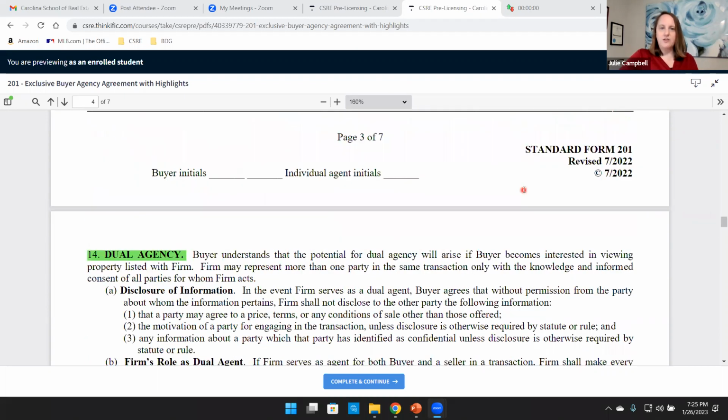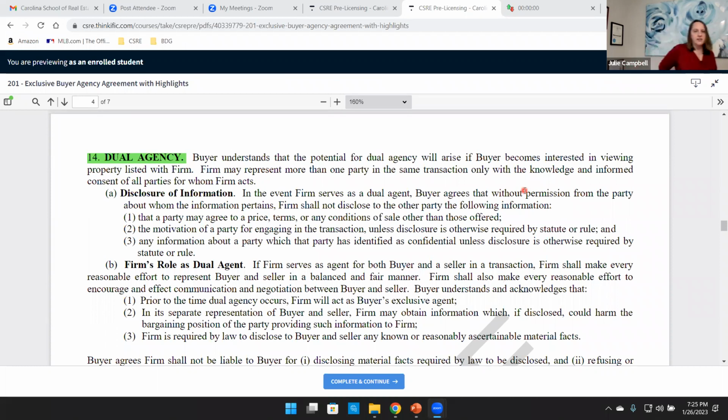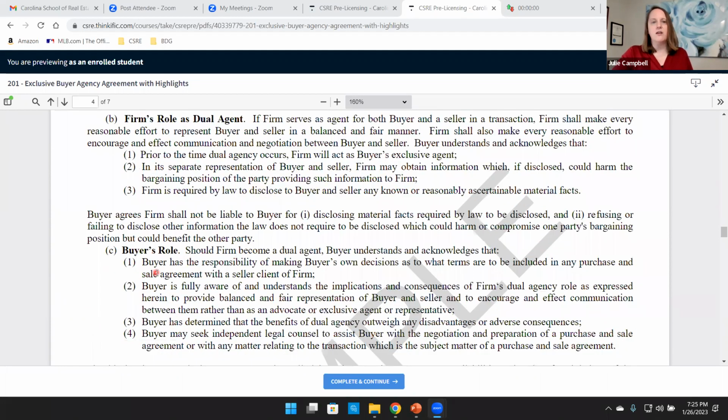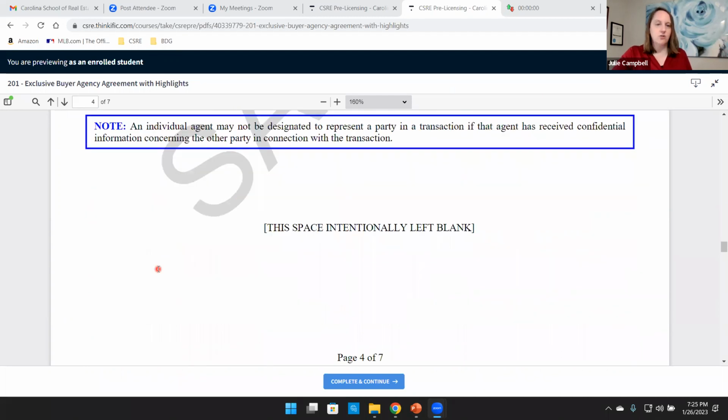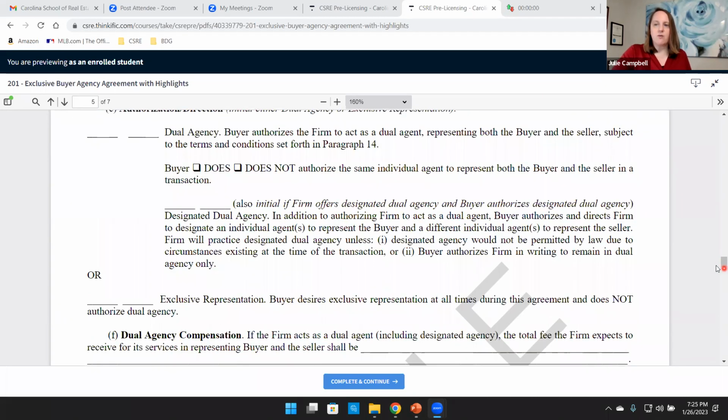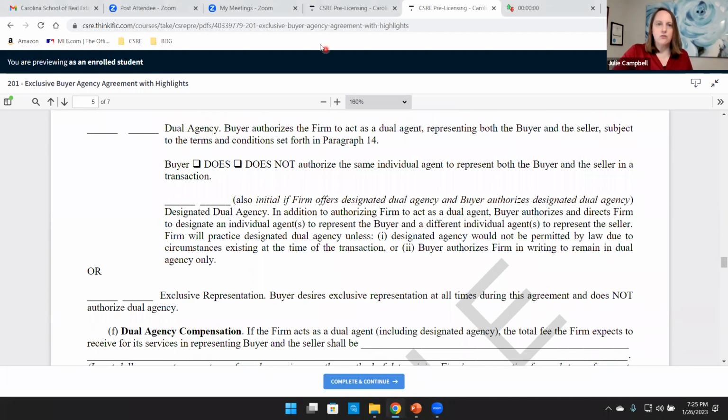Dual agency, page 4 in the buyer's agency agreement is dual agency. We looked last night at dual agency as it's explained to the seller. Now I'm encouraging you guys to look at dual agency as it's explained to the buyer. This talks about the firm's role as a dual agent, the buyer's role, designated dual agent. And again, like we saw last night, we've got to get the buyers to either authorize dual agency or say they want exclusive representation and they do not authorize dual agency. This is an or thing.